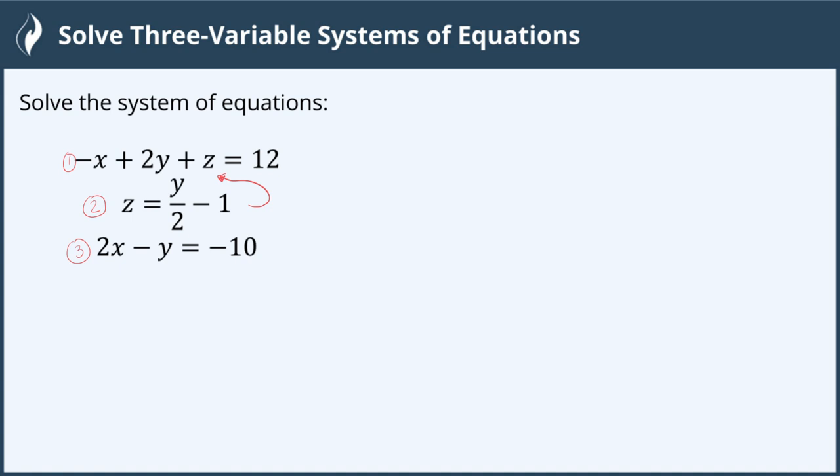Using parentheses while I put it in, I'm going to get negative x plus 2y plus, and here's the z, y divided by 2 minus 1 equals 12. Now that I've substituted it in, I'm going to combine like terms. I don't need the distributive property for the parentheses because there's just a 1 out there and it's a positive sign. So I can drop those parentheses and combine like terms, which would be the 2y and the y halves.